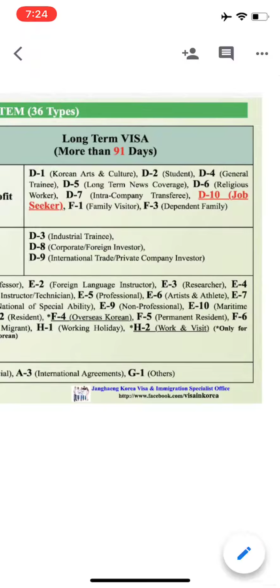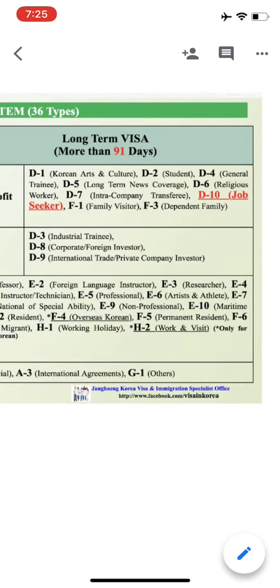D4 is the general trainee, D4-1 the Korean language student, etc. D5 is long-term news coverage. D5 is the reporter on a long stay, and the reporter only works for the newspaper company, so cannot work for others. D6 is a religious worker. A religious worker basically cannot get money, right?